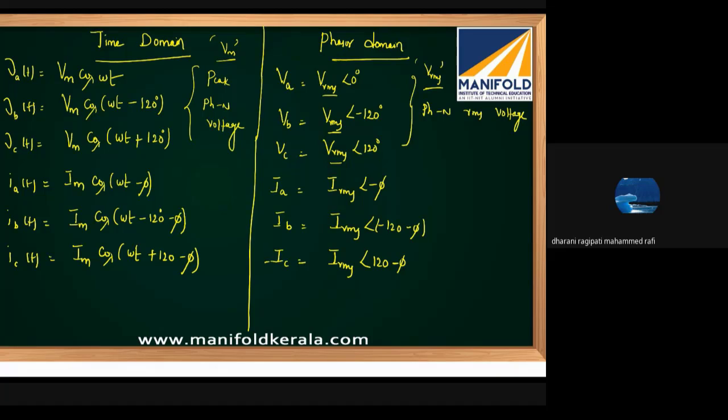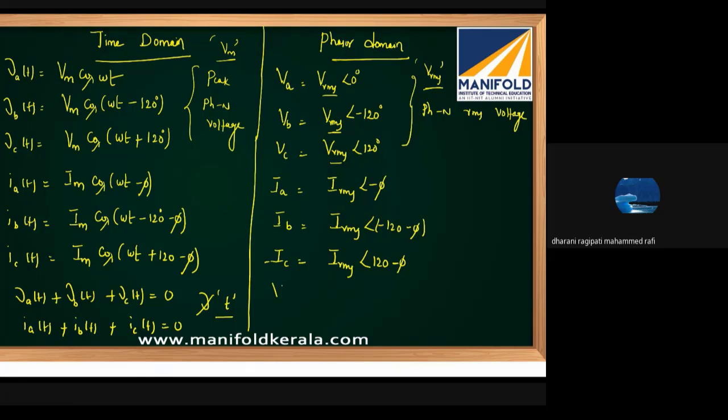Okay. So if you carry out any of this, that is VA of t plus VB of t plus VC of t, the instantaneous sum will be 0 because all three voltages are balanced. Similarly, IA of t plus IB of t plus IC of t is equal to 0 for all time t. This sum is called the instantaneous sum of voltages or currents. Both will be 0 in a balanced system.